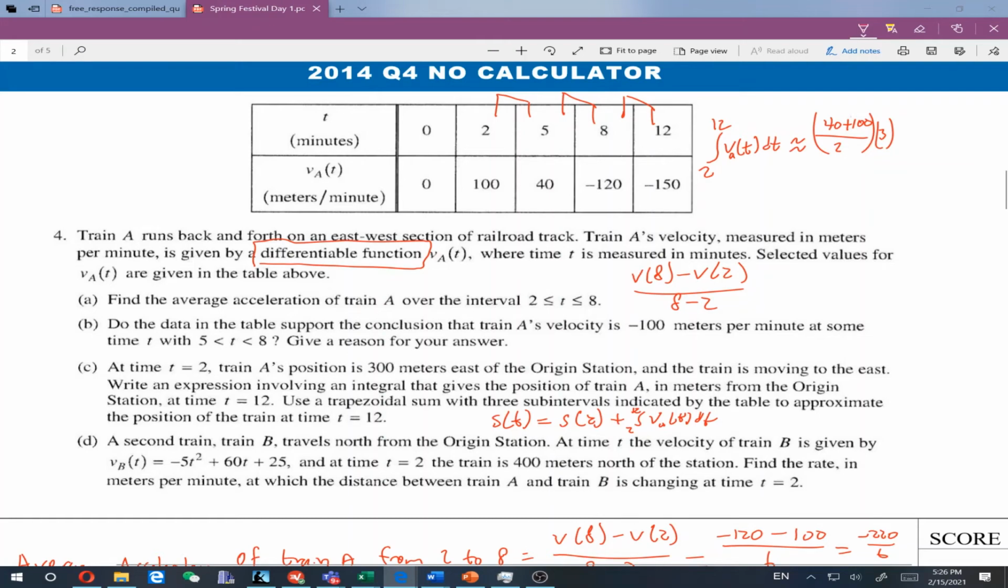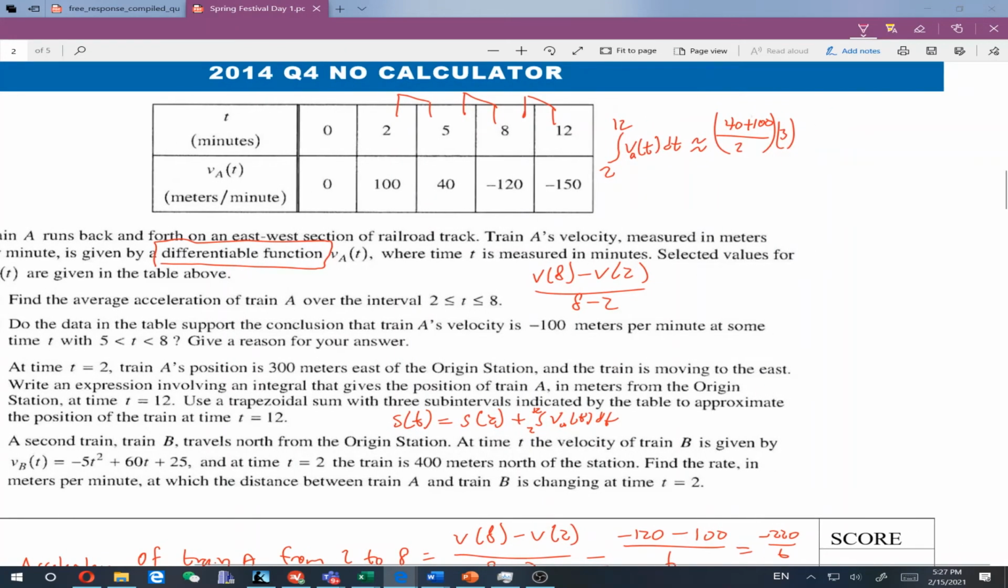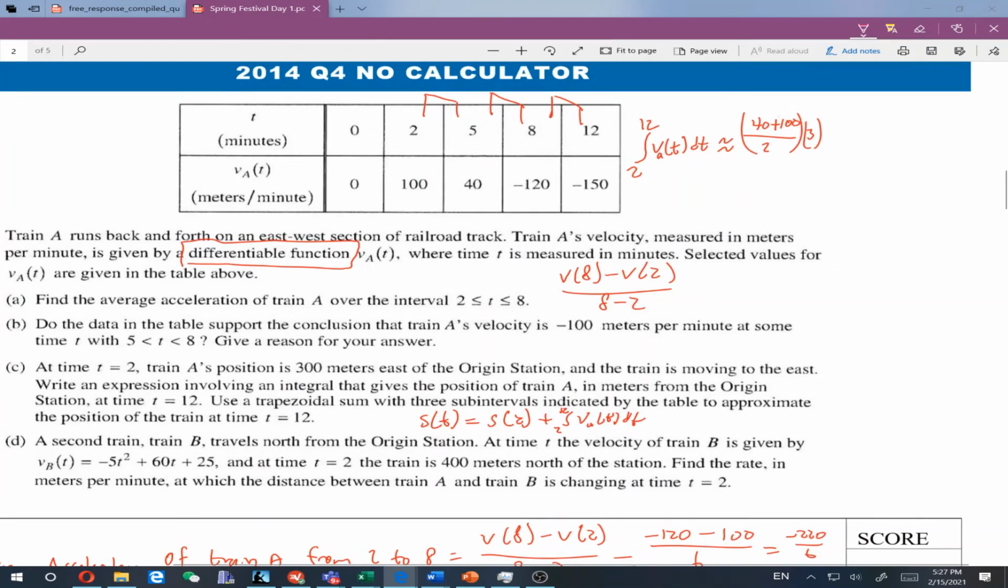The equation of the train is not given, no. Let me draw a picture really quick first. We'll see if that'll help. So we were told that train A, which I'm going to draw here in green, is going from the origin station, starting east of the origin station. And it went a little bit to the right because it had positive velocity, and then eventually went to the left until it went past the original station.